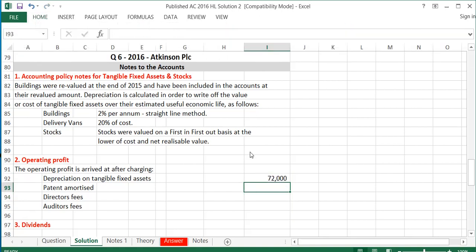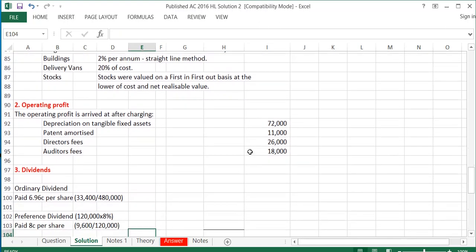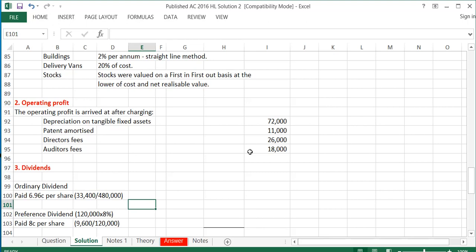The next thing I'm going to have to put in is my patents amortised. So the patents amortised was the 11,000 that I wrote off in note 1 earlier. And the director's fees and the auditor's fees are straightforward. They're just coming from note 3 to the accounts. So the director's fees were 26,000 and the auditor's fees were 18,000. So these will always be the same 4 things should always go in here. The next thing I have are my dividends.